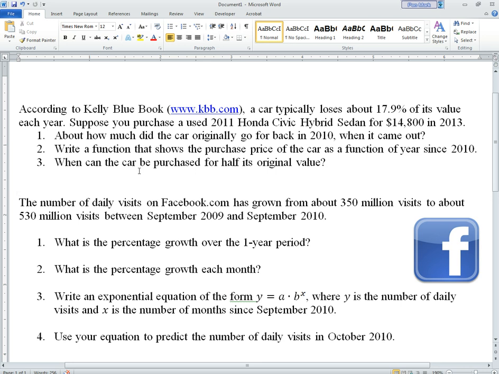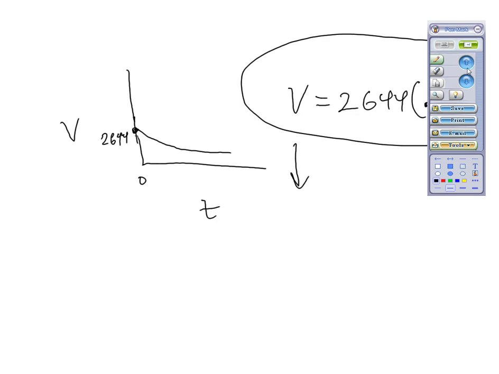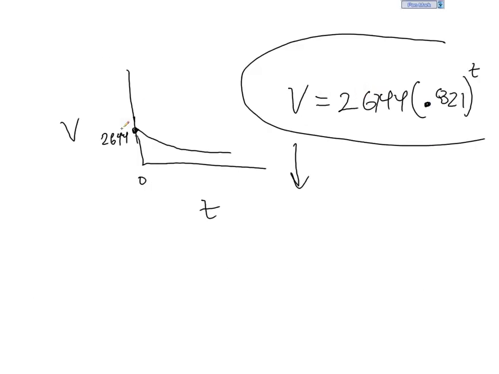When can the car be purchased for half its original value? Okay, well that's a good question, right? Because we want to know, when is the value going to be half of what it started off as? And I think I wrote down the number incorrectly. 26,744 should be the number. And so we want to know, when will it be half? So when will the value be half of 26,744, or 0.5 times that if you want?